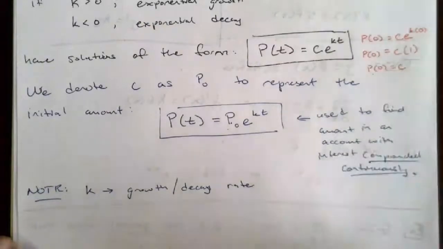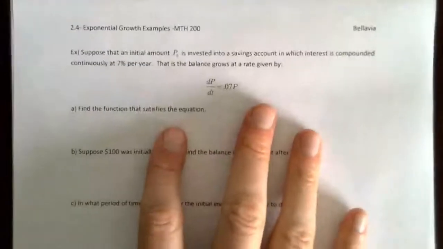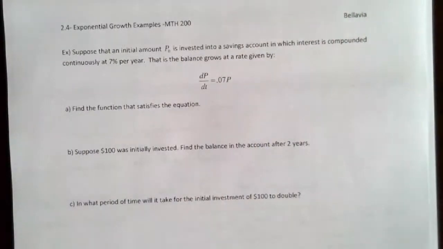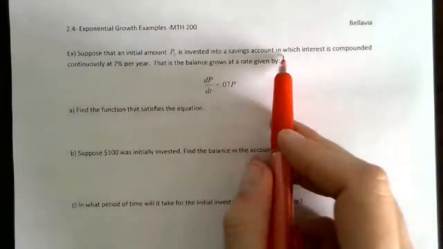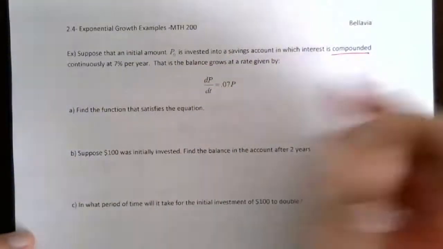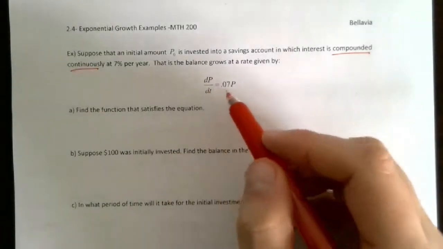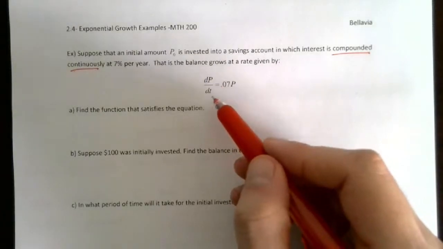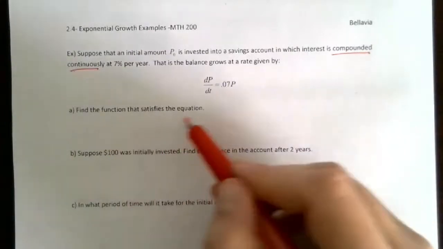So let's take a look at some examples here. If you're in my class, you have access to this as an attachment. But these are exponential growth examples we're going to look at. It says, suppose an initial amount P sub 0 is invested into a savings account in which interest is compounded continuously. That's important. At 7% per year. That is, the balance grows at a rate given by this differential equation: derivative of P with respect to T is equal to 0.07 P. And they want us to find a function that satisfies this equation.